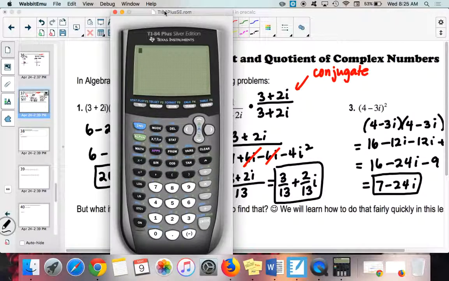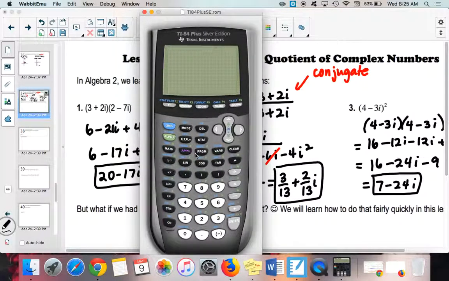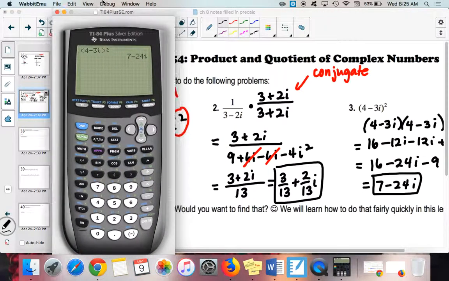All right, and so if I want to do something like 4 minus 3i squared, I would do parenthesis 4 minus 3, and then the i is down where the decimal point is, so you do second and then decimal point to get i, and you square it, and when you hit enter, it gives you 7 minus 24i. So if you wanted to do something like number 2, just make sure when you divide it out, you put parentheses around the denominator, so you have 3 minus 2i inside parentheses, and then you hit enter, and it gives you this.